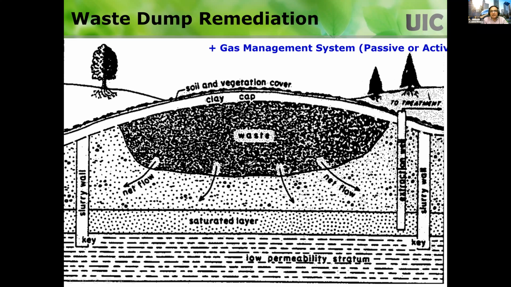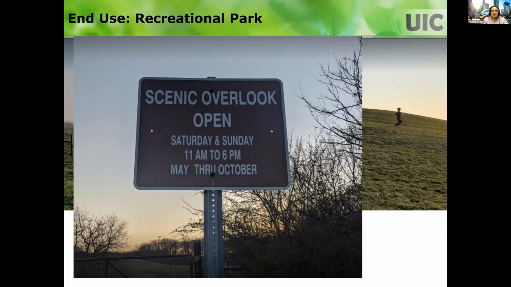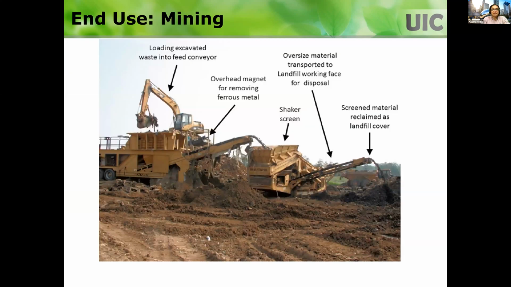Then, if waste is not degraded properly, you need to have a gas management system. Once you put the vegetative cover on top of it, it looks like this. People don't even know that it's a landfill. It's like a hill. This is one of the landfill sites, dump sites, that was closed. Instead of a park like this, other uses are also possible. These are like hilly areas, and this became a tourist attraction. People want to go on top of it and have a good view of the city.